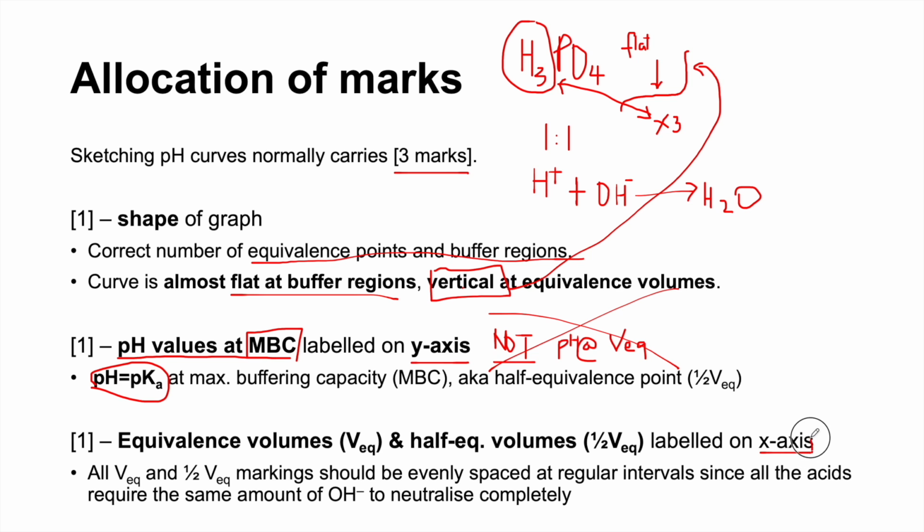This is for your x-axis, okay, label these correctly. And remember again, because H plus and OH minus react in a 1-to-1 ratio, and since you're using the same concentration of sodium hydroxide to react with the same solution of acid the entire time, concentration is proportional to volume, and therefore all of your volume markings should be evenly spaced at regular intervals. Okay?